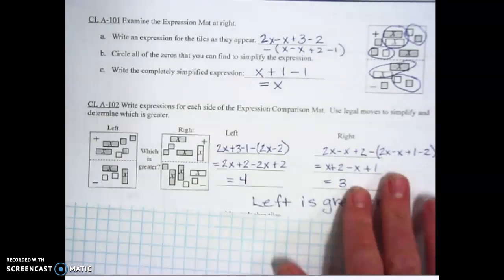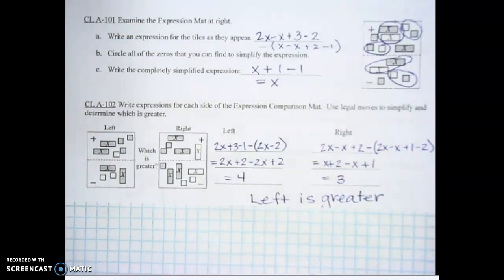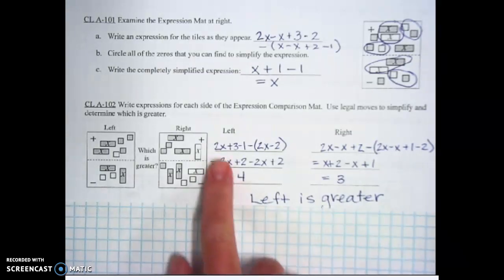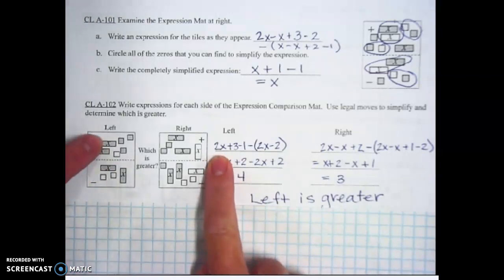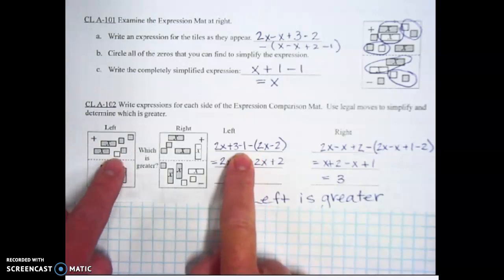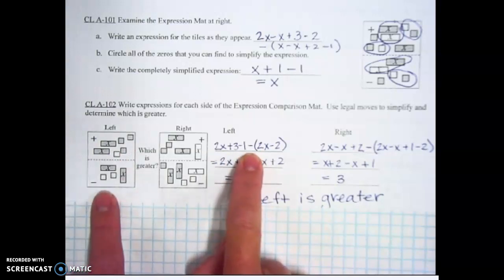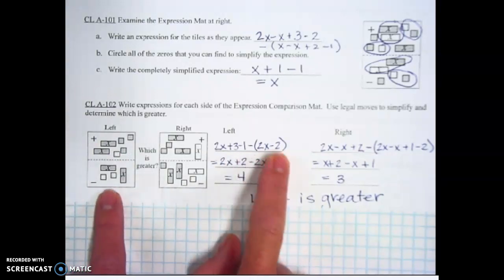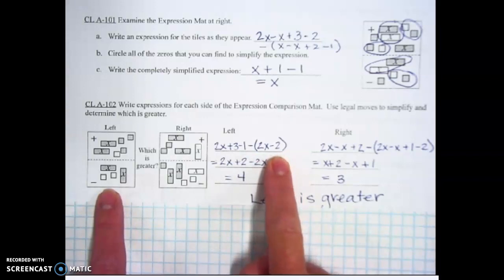For question 102, it says write the expression for each side of the expression comparison mat. Use legal moves to simplify and determine which is greater. So on the left, there were 2 x's up in the positive region, 3 units, and -1. Down in the subtraction area, there were 2 x's and -2.